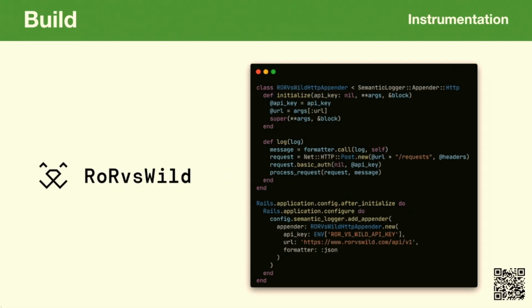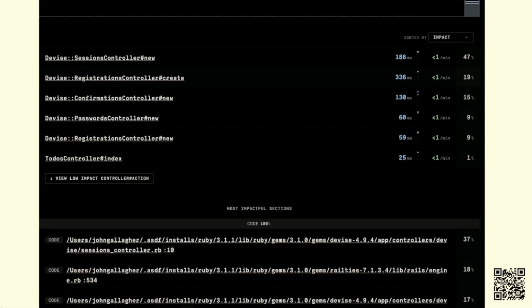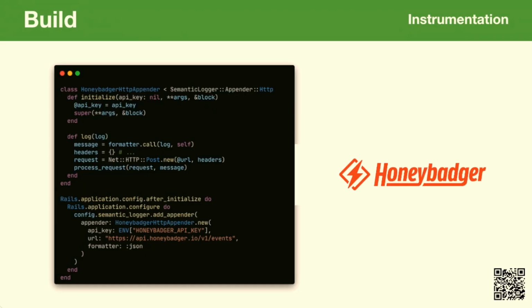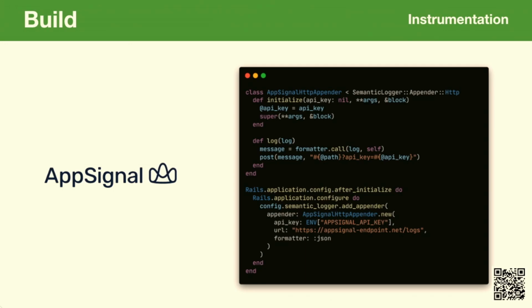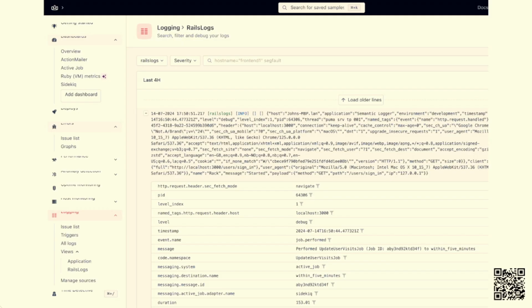This is how Row versus Wild looks. So in Semantic Logger, you have these things called appenders, and it's just a destination basically. So you can send your logs to multiple destinations, which is really handy. And you can see I'm just subclassing one of the out-of-the-box appenders at the top, changing a little bit of code. And here's how it looks in Row versus Wild. This is how it looks for Honeybadger in the code. Here is a mock-up of how the logs look in Honeybadger. And then finally for AppSignal, same deal.